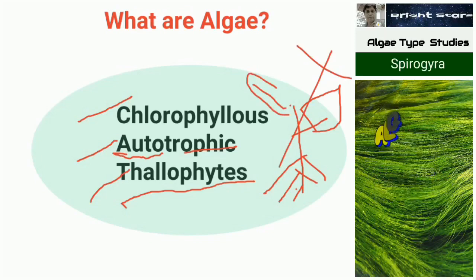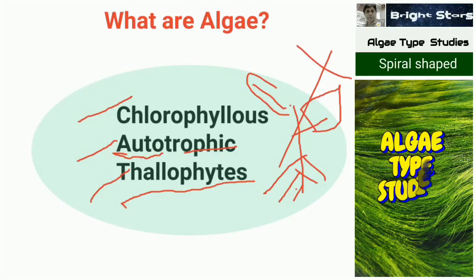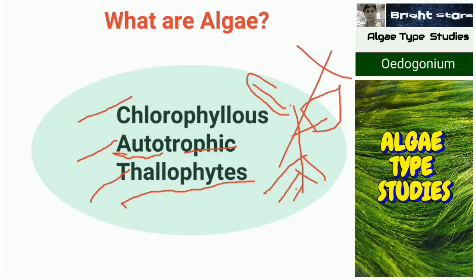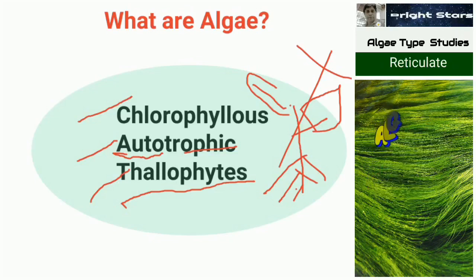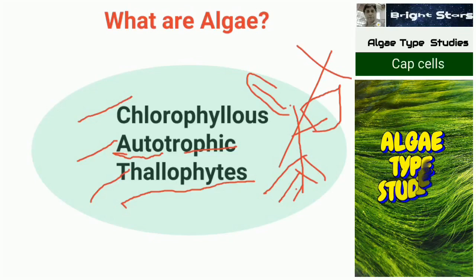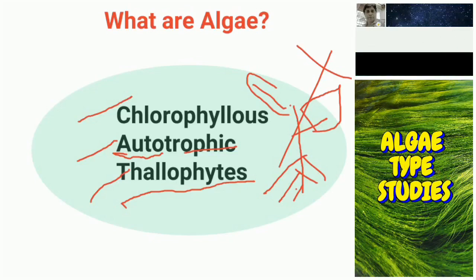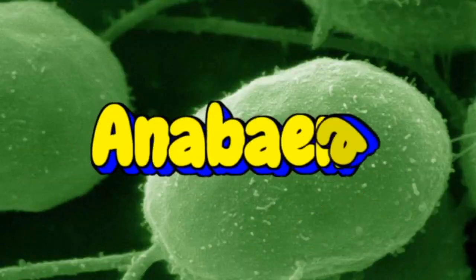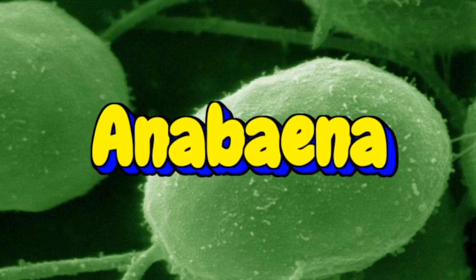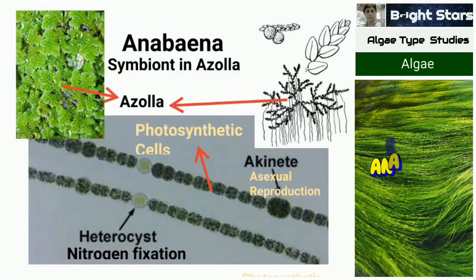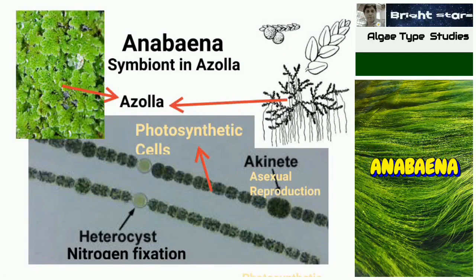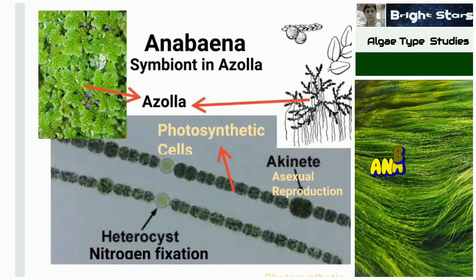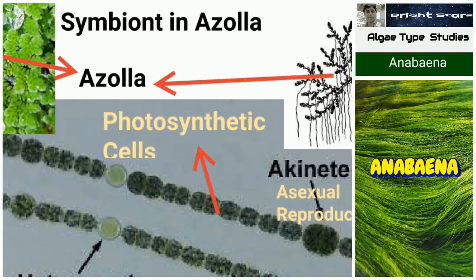This is the introductory part of this video. Next we are going to see the 2 kinds of blue-green algae in this video and 3 types of green algae in this video. So under this blue-green algae or Cyanophyceae section, Anabaena is given. Anabaena is a symbiont.